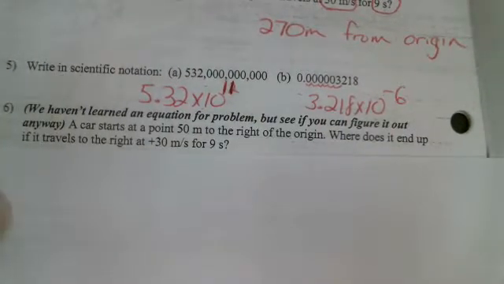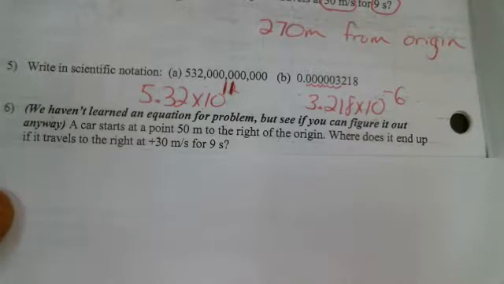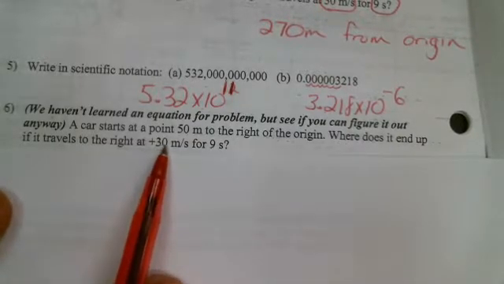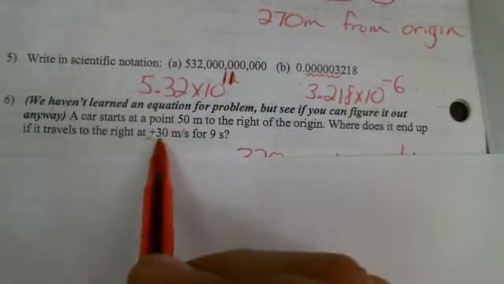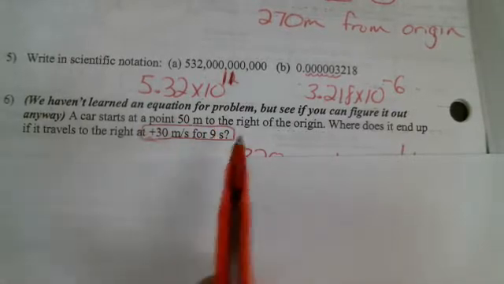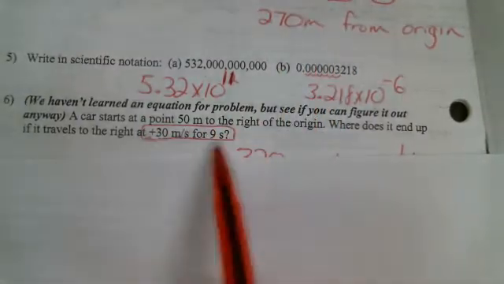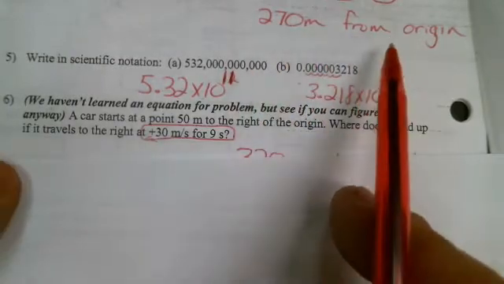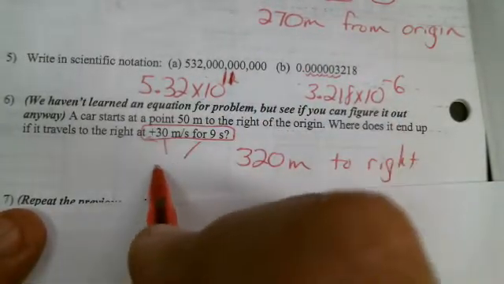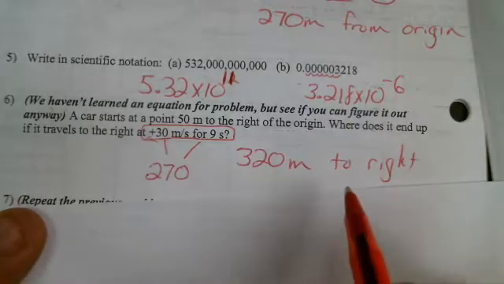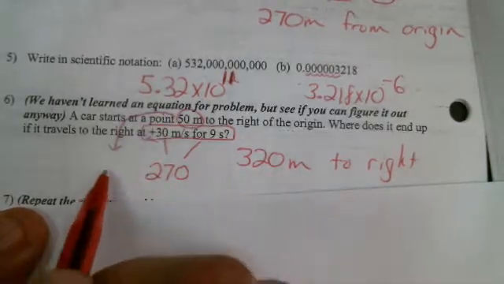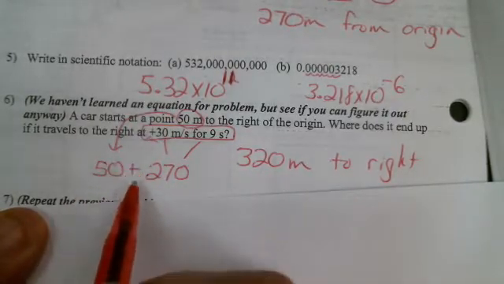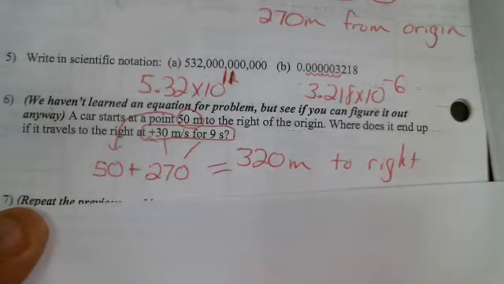Number 6, a car starts at a point 50 meters to the right of the origin. Where does it end up if it travels to the right at 30 meters per second for 9 seconds? Well, just looking at this information right here, we had a car a moment ago traveling at the same qualities, and it went 270 meters from the origin. So that information gives us 270 total distance traveled, but it started off 50 meters ahead of that. So we're going to have to add that 50 meters to the 270, and we get 320 meters to the right of the origin.